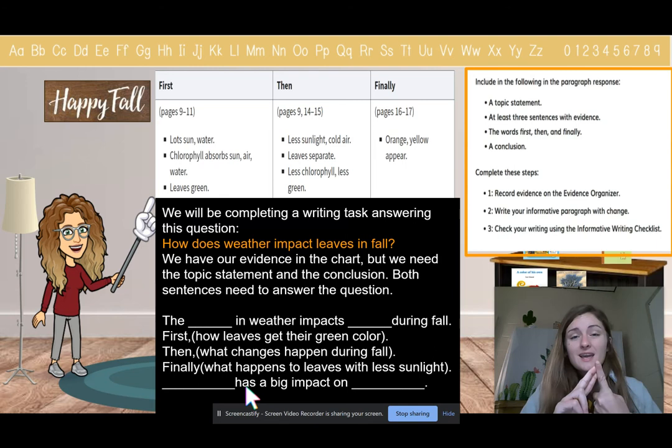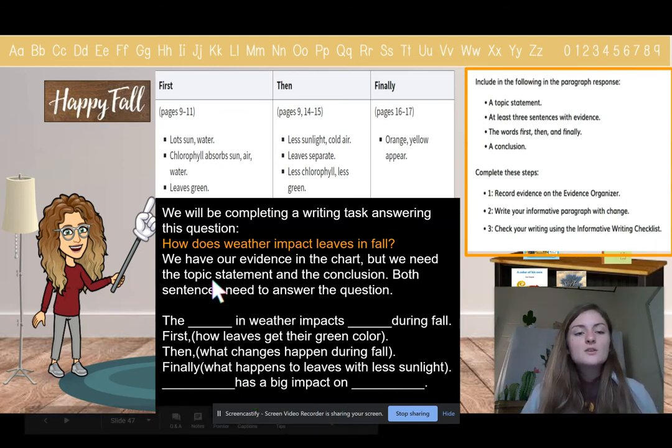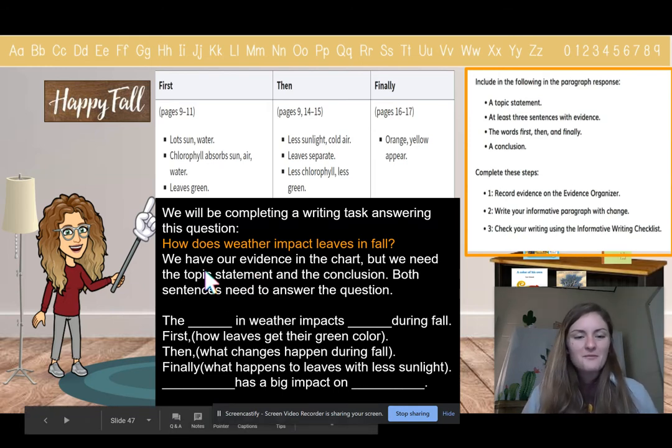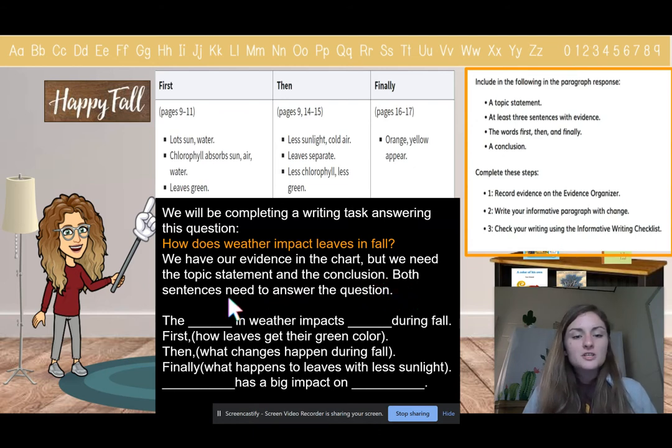We already know how to make a topic statement. Remember, a topic statement answers the question that we are trying to answer. We know how to give evidence, those juicy details. This week, we are focusing on how to make a conclusion to our informational paragraph. So let's look at what Miss Mason's got going on right now. It says we have our evidence in the chart, but we need the topic statement and the conclusion. Both sentences need to answer the question. So the topic statement and conclusion answer the question, how does weather impact leaves in fall?